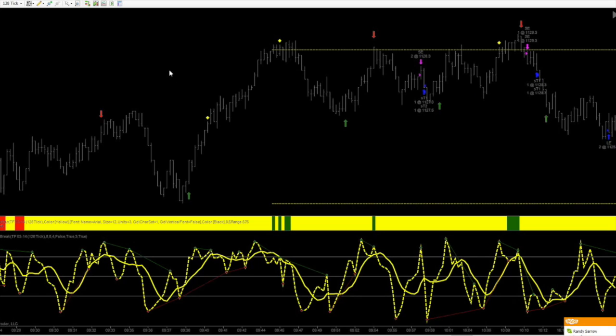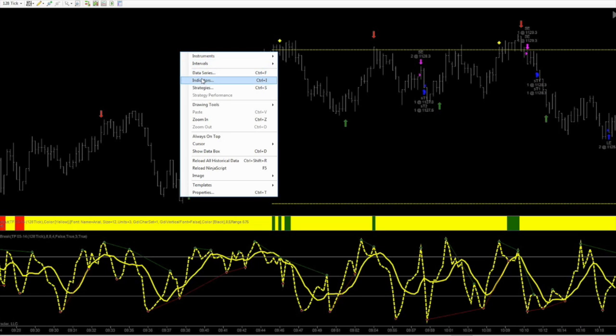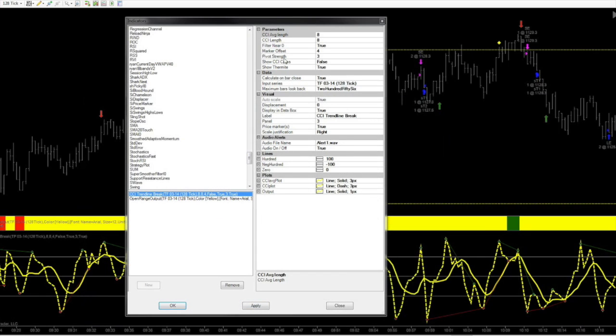Let's go through some of the settings. To access the indicator settings, you just right-click on your chart, select indicators. Very straightforward. You've got your CCI length and your average length. I use 8. A lot of people use 14 or 20. There's an option here to filter out trades near the zero line. I find the trades are a lot more high probability when they happen away from zero.